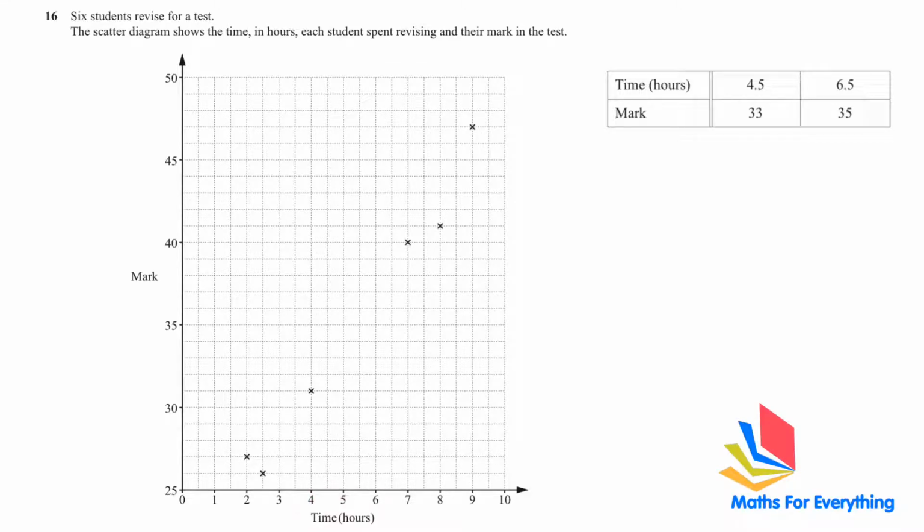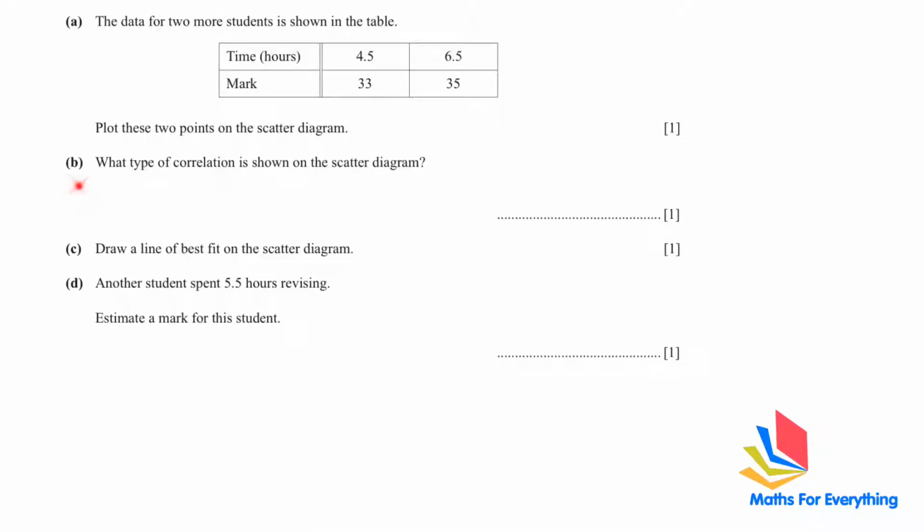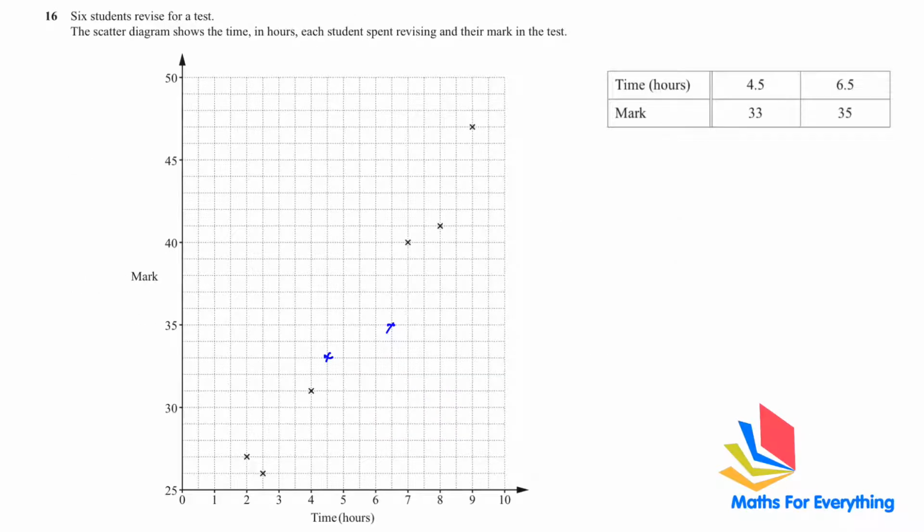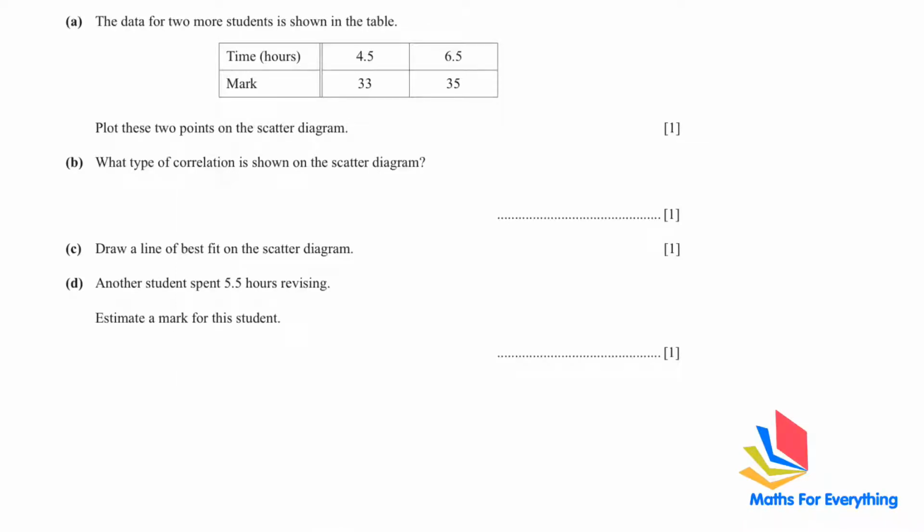So the time is given to us and the mark is given to us. 4.5 hours is here and 33 is here. So that's going to be our first point. The other is 6.5 and the mark is 35. So this is the other point here. We have plotted the 2 points. Next question. What type of correlation is shown on the scatter diagram? It's increasing. It's going up. You can see it's going up like that. So that means it's a positive correlation.